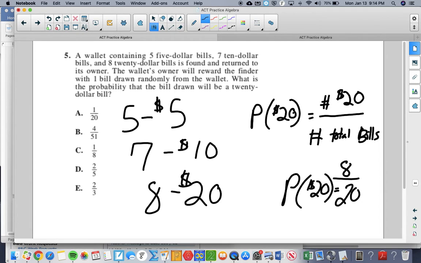Now notice that that answer doesn't show up. That's because you need to simplify this answer. You can divide both the top and the bottom by what? By 4. If you divide it just by 2, you would get 4 over 10, but that can get simplified even further. You can divide by 2 again if you had 4 over 10. So 2/5 is the best answer. So that's 2 problems on the ACT from a while ago that dealt with probability.